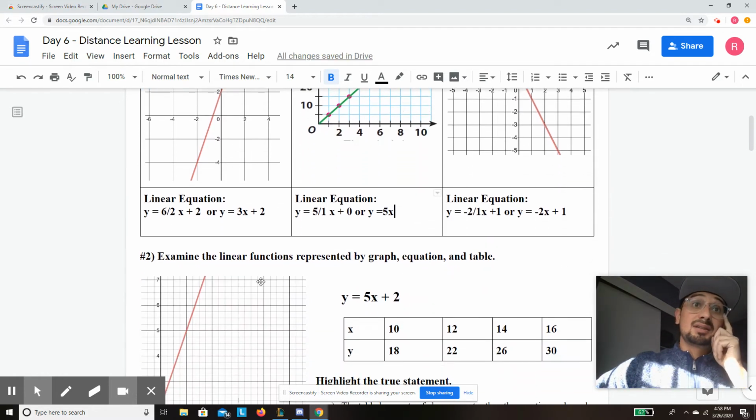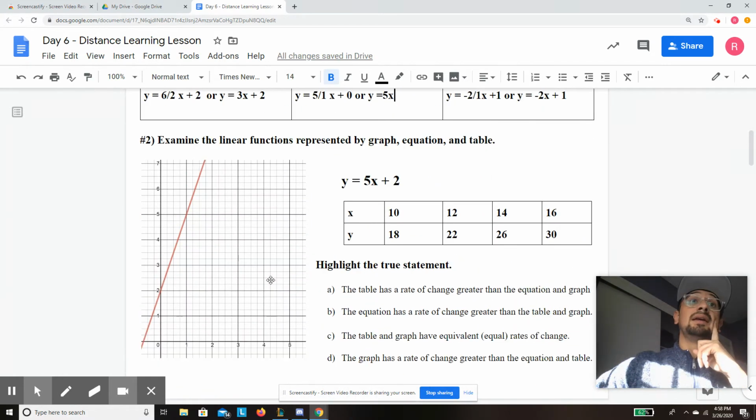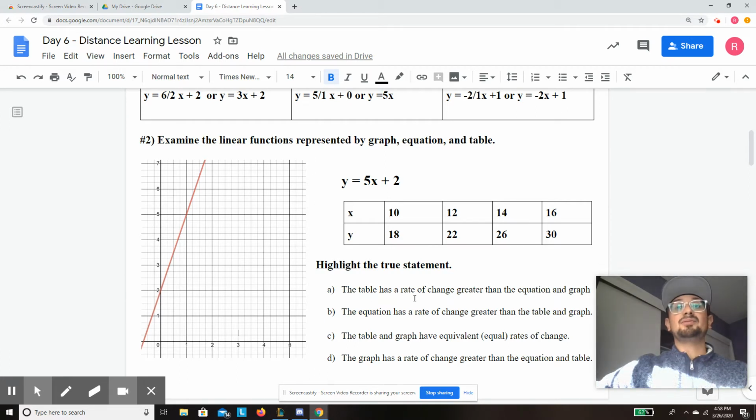Okay, now for the next one, examine the linear function represented by a graph, an equation, and a table. So we're going to have to figure out, if you read the statements: the table has a rate of change greater than the equation and graph. The equation has a rate of change greater than the table and the graph. The table and graph have equal rates of change. The graph has a rate of change greater than the equation and table.